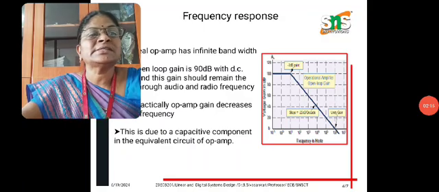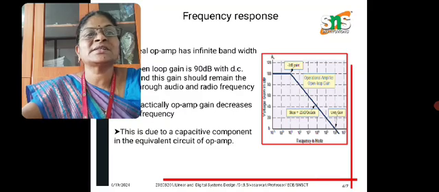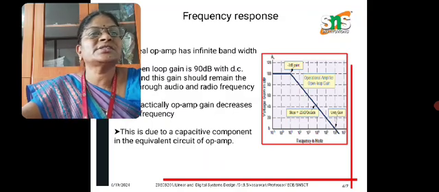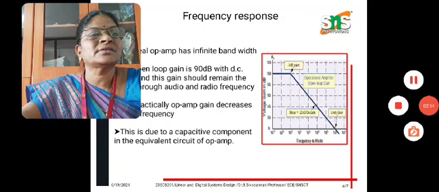Open loop gain is 90 decibel at DC, and this gain should remain through audio and radio frequency. Practically, op-amp gain decreases with frequency. This is due to a capacitive component in the equivalent circuit of an op-amp. So here you can see the graph, the frequency response with voltage gain. The x-axis is frequency and the y-axis is voltage gain. Here you can see the range of the frequency response.